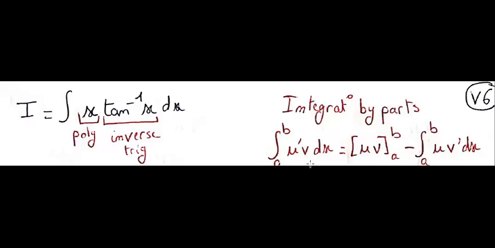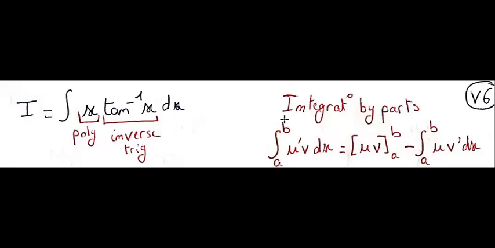parts. So integration by parts is when we have an integral from a to b, in case it's a definite integral, which is not our case because it's indefinite here, of u prime v dx, it's going to be equal to u v between a and b minus integral from a to b of u v prime dx. So one of our functions, we are going to choose it to be u prime, and the other, we are going to choose it to be v.